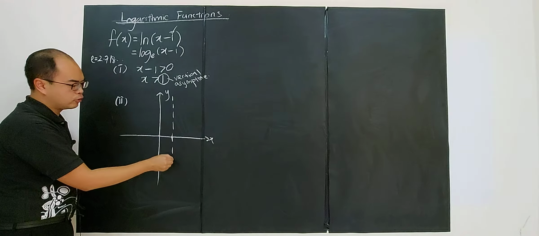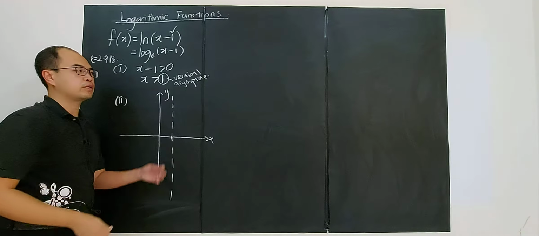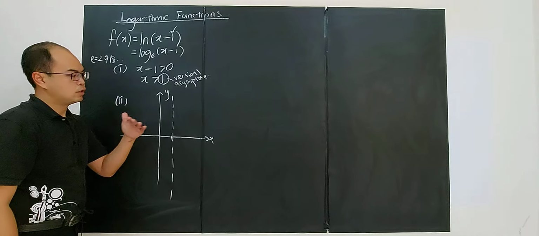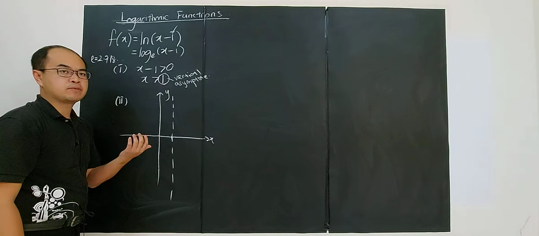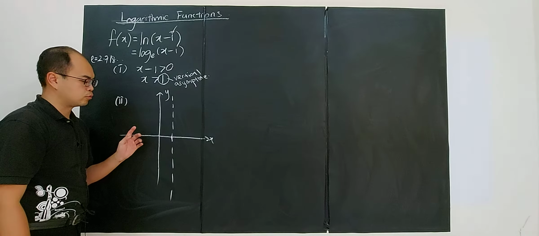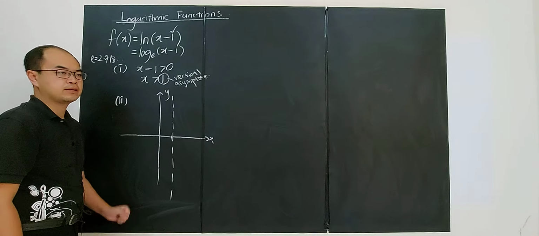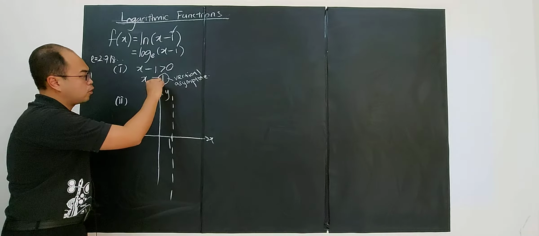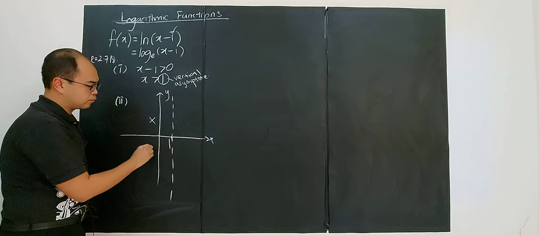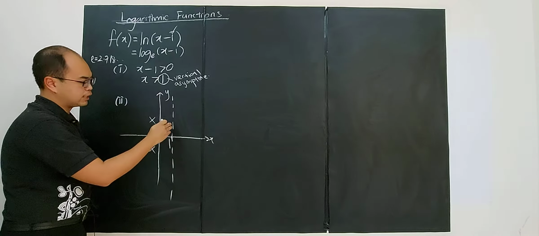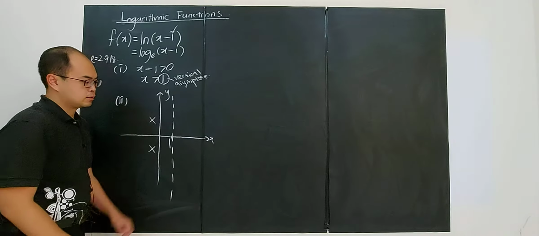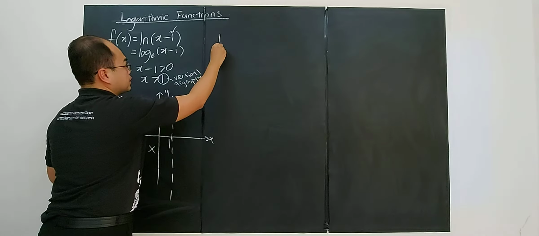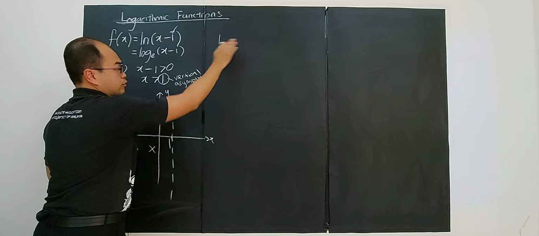You can only watch this video when you have already watched the video on the logarithmic function. You have to follow what I have discussed, so that once you come to this video, you will have a clearer picture of what I am talking about. So x equals 1 here. More than 1 means that the curve will not be on the left side, it will be on the right hand side here.